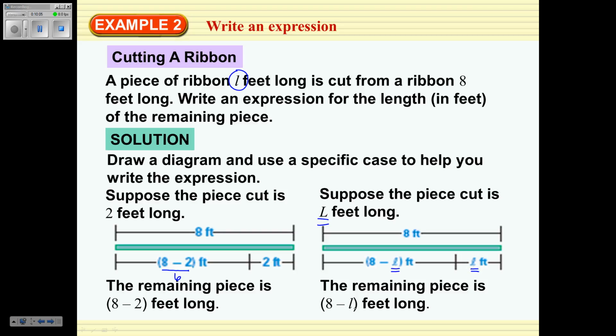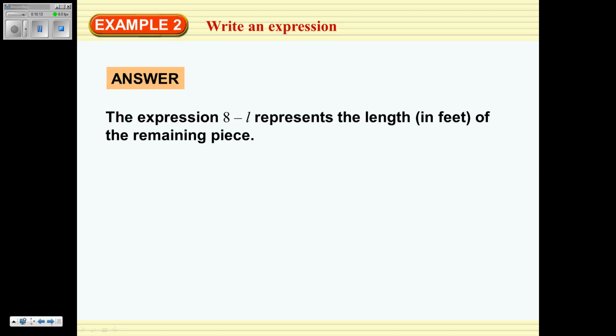Okay. Now, this is similar to a verbal model. It's also a picture model. This could be written as a verbal model. Now, let's practice a verbal model. Okay.